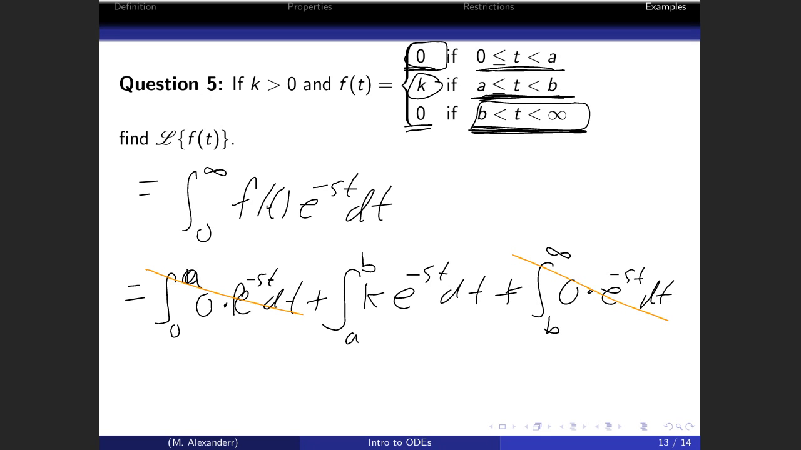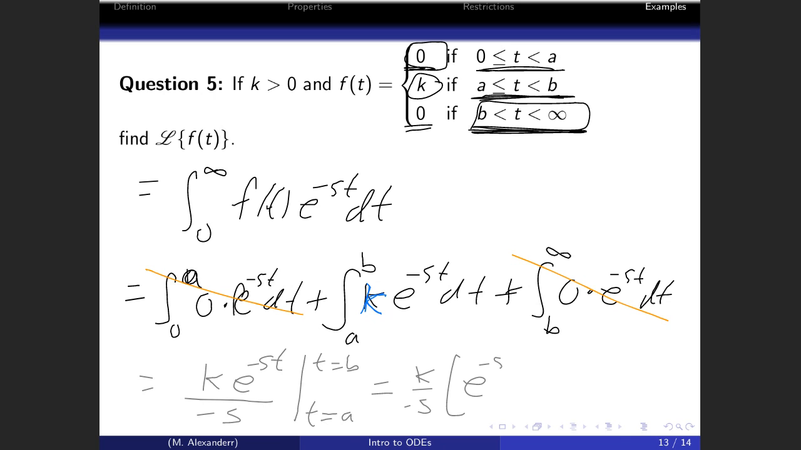If you integrate the middle integral, notice that k is just a number. So if you integrate this, you get k e to the negative st, and since we're integrating with respect to the t variable, we divide by negative s. Then this is evaluated from t equal to a to t equal to b. So this gives you k over negative s, and then we plug in the top minus the bottom, which gives e to the negative sb minus e to the negative sa. Yes, you can simplify that a little bit if you wanted to, but notice that the s variable appears in the formula, and you have to be careful here.